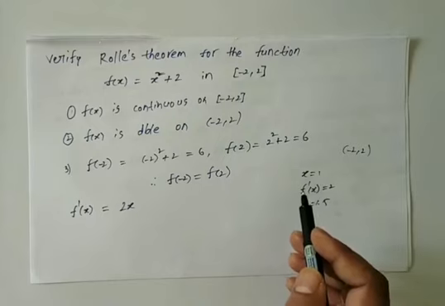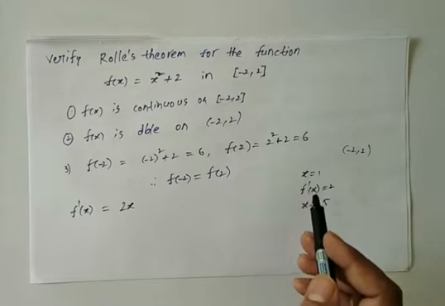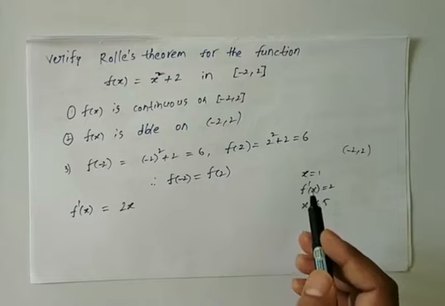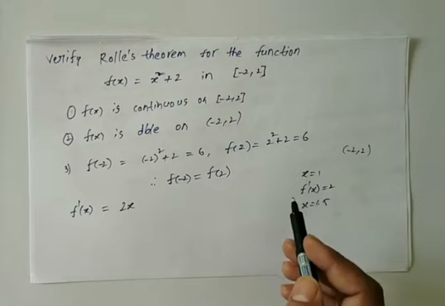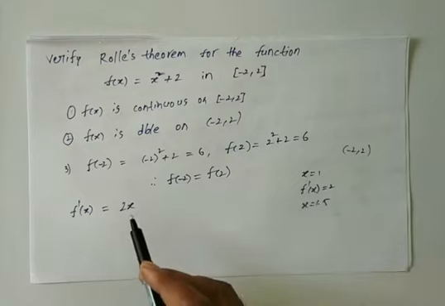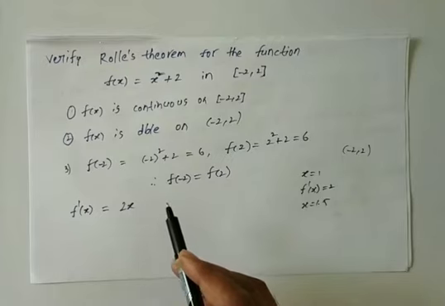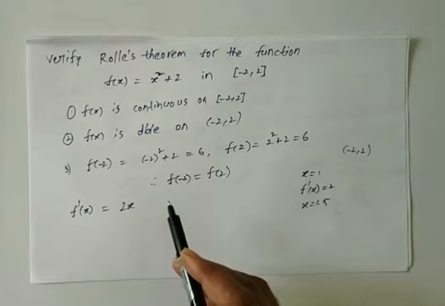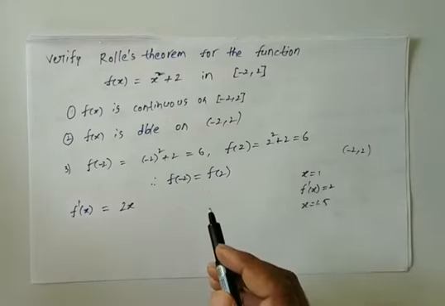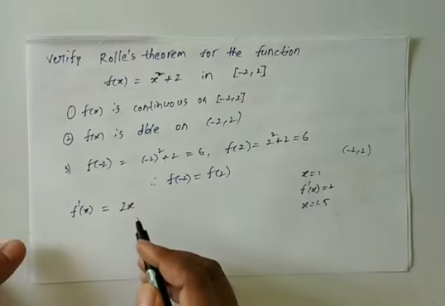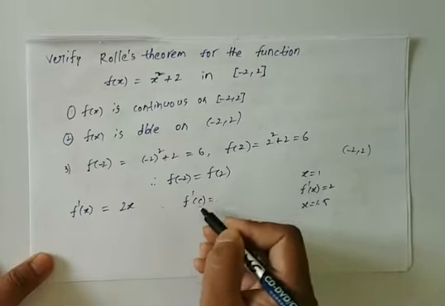So here Rolle's theorem works only if f dash of x exists for all x in the given open interval. Remember that point, students. So here f dash of x is nothing but 2x. Tell me f dash of c. f dash of c is nothing but 2c.